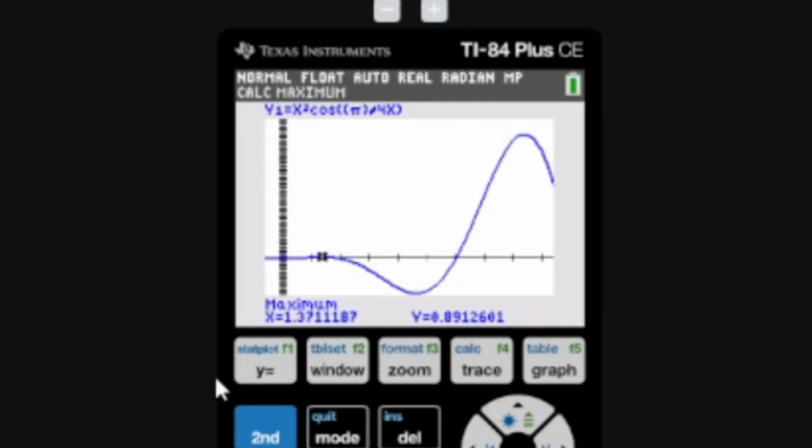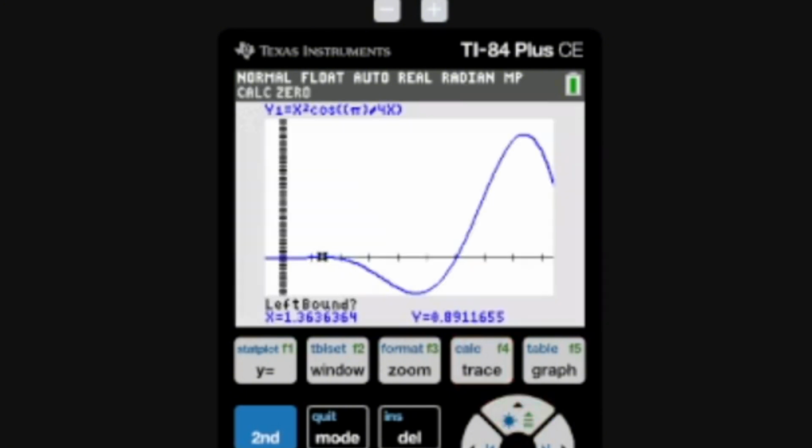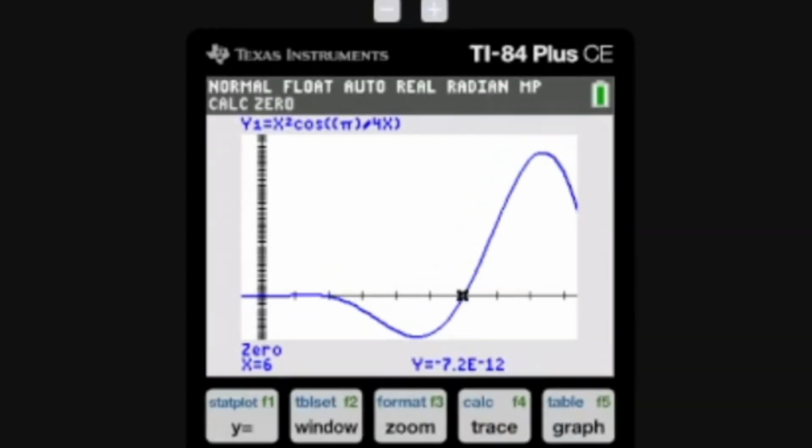Now we need to find our intercepts. So second calc zero. We already found the other one, which was 2. So we can just quickly find this one. Left bound, right bound. Actually, zoom in a little bit for everyone. Right, you can see that it's at 6. So we have 2, 6, and then we have our maximums of 1.3 whatever, 4.6 whatever, and then 8.38. Okay, so we have all of our points that we need.